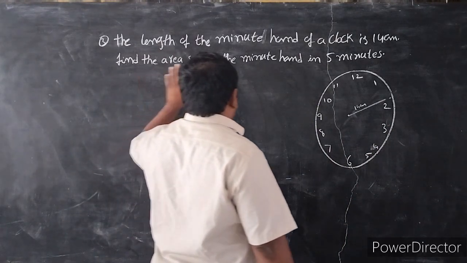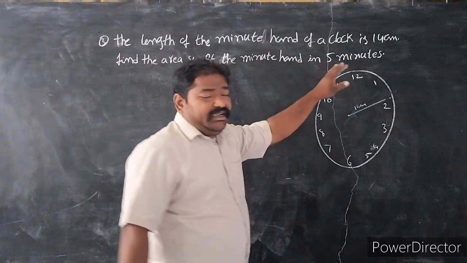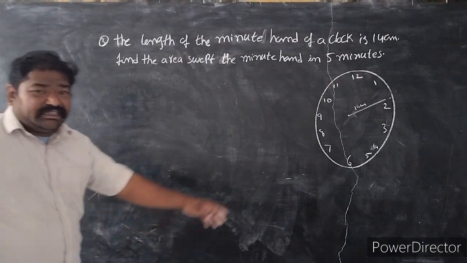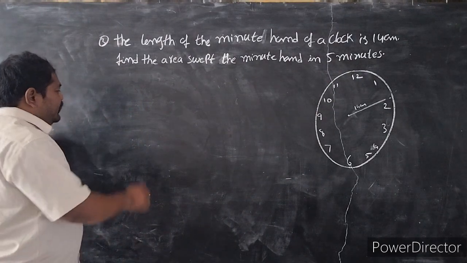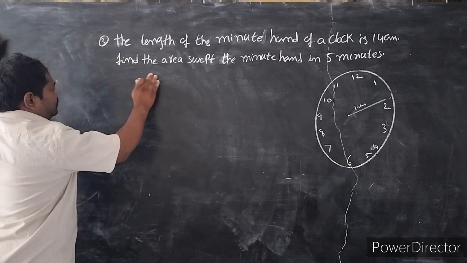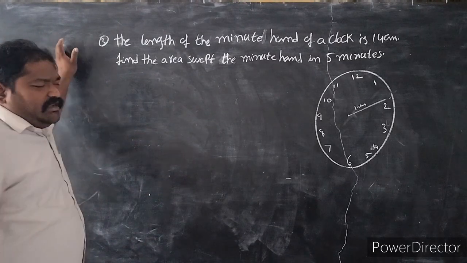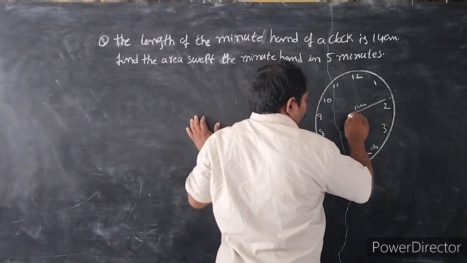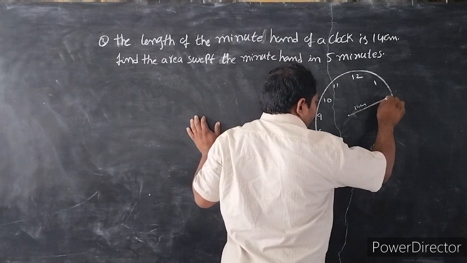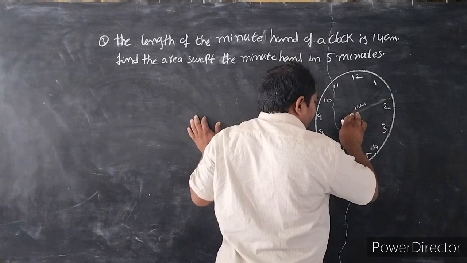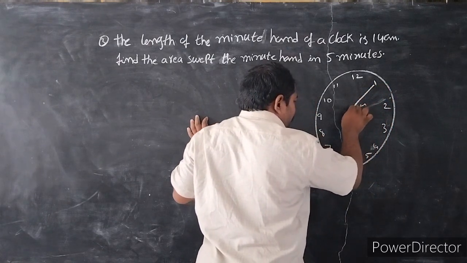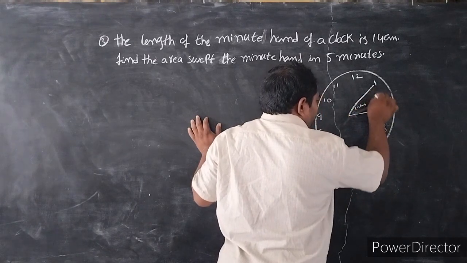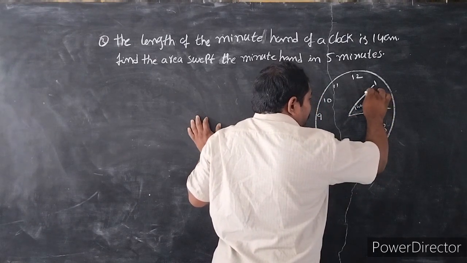What is the area swept by the minute hand in 5 minutes? Before answering this question, we have some internal calculations here, on the basis of the clock. For example, the minute hand is at this place. After 5 minutes, it will come to that place. This is the 5 minutes.